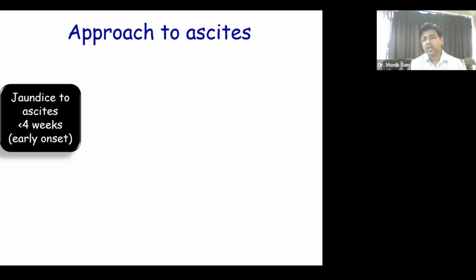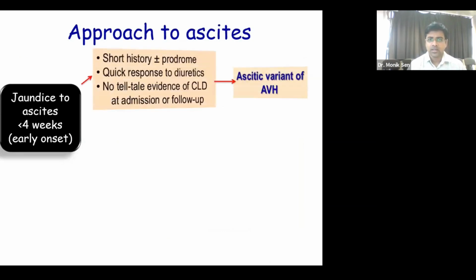How do we approach ascites in a chronic liver disease? You have various categories. The first one is an early onset. That means jaundice to ascites less than 4 weeks. A short history with a prodrome, quick response to diuretics, no telltale evidence of chronic liver disease. You may diagnose this case as an ascitic variant of acute viral hepatitis, which is very prevalent in younger children.